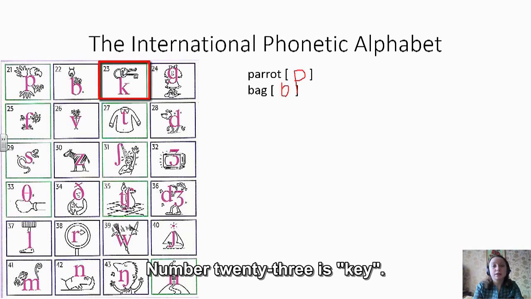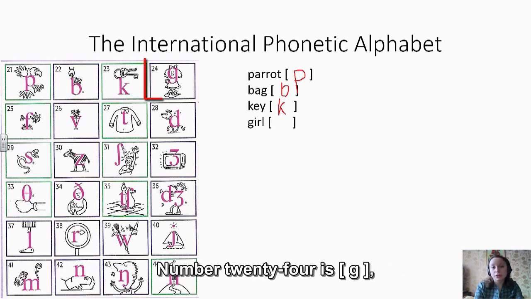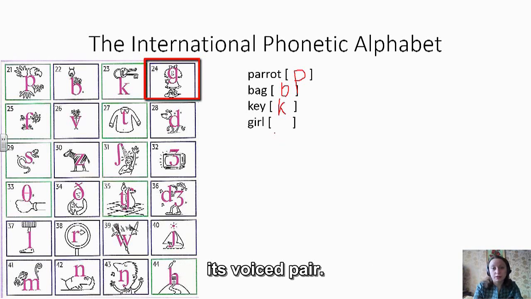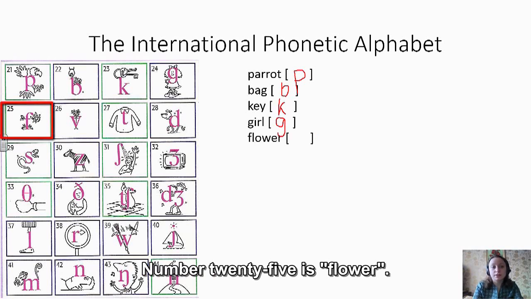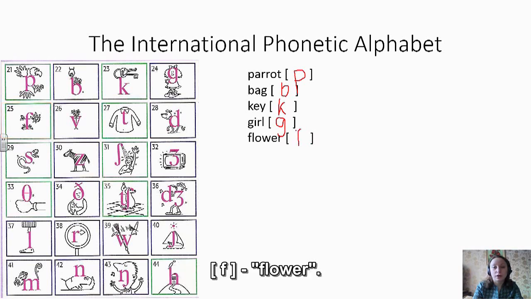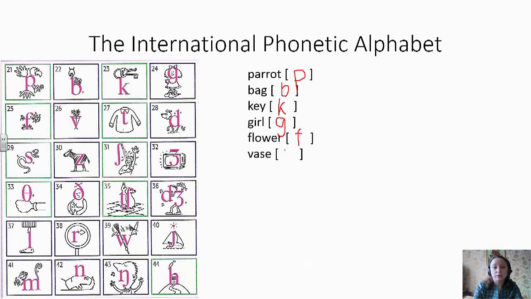Number 23 is key. The letter is K, but the sound is k. Number 24 is G, its voiced pair. The letter is G, but the sound is g. Number 25 is flower, f. Its voiced pair is v, vase, v.